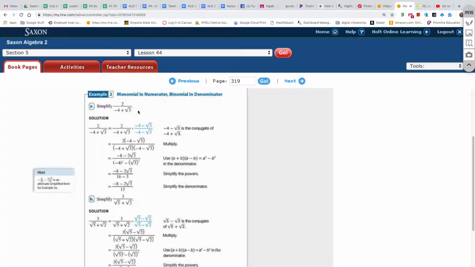So what they do is they multiply by something called the conjugate, all right? The conjugate. And the conjugate is the denominator with the middle sign changed. So you'll see they did that in blue, and they did that on the top and the bottom, because whatever I do to the bottom, I have to do the top. All right, so they're going to take everything times 4 minus square root of 3.